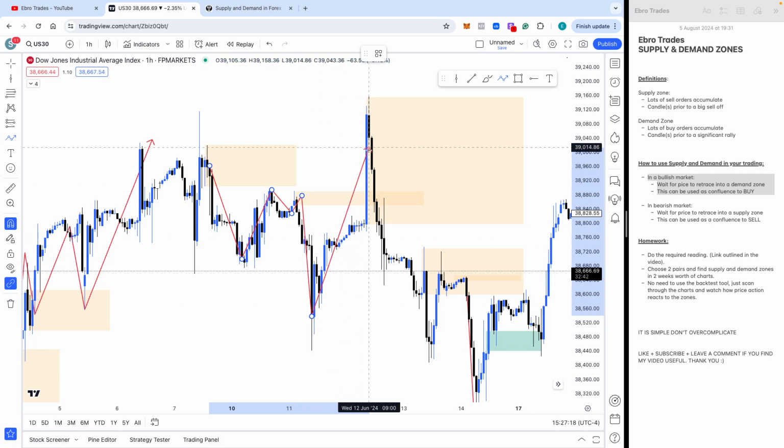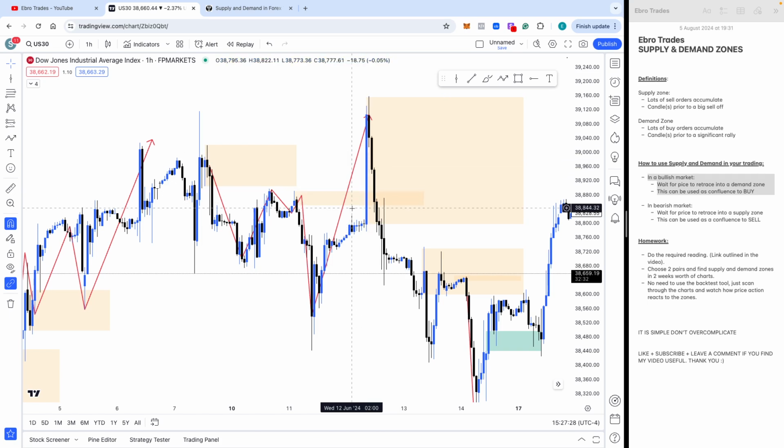Now we actually break past this particular supply zone. And this is a perfect example of the fact that this is a confluence. It's not the be-all or end-all. Not every supply zone will be respected. So if this supply zone is disrespected, we'd simply remove it and look for a higher supply zone. This as well, disrespected. We delete it and look for a higher supply zone.